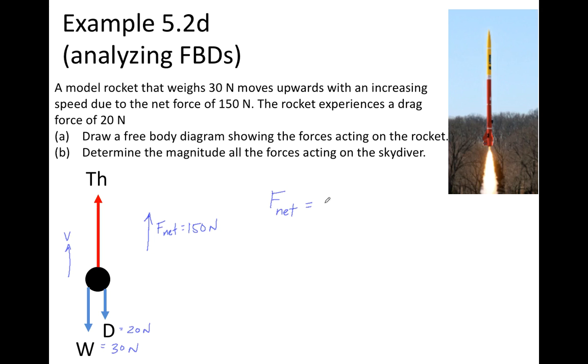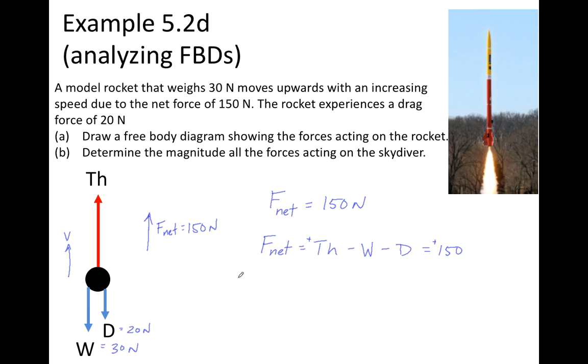And I know the net force is going to be equal to 150 newtons. Now, the net force is also the sum of all the forces, adding up all the forces. So the thrust force is up, that gets a positive sign. The weight force is down, so that gets a negative sign. I'm going to subtract the weight. And the drag force also gets a negative sign because it is down. And these three forces all have to add up to 150. And that is going to be a positive 150 because the net force is upwards, gets a positive sign.